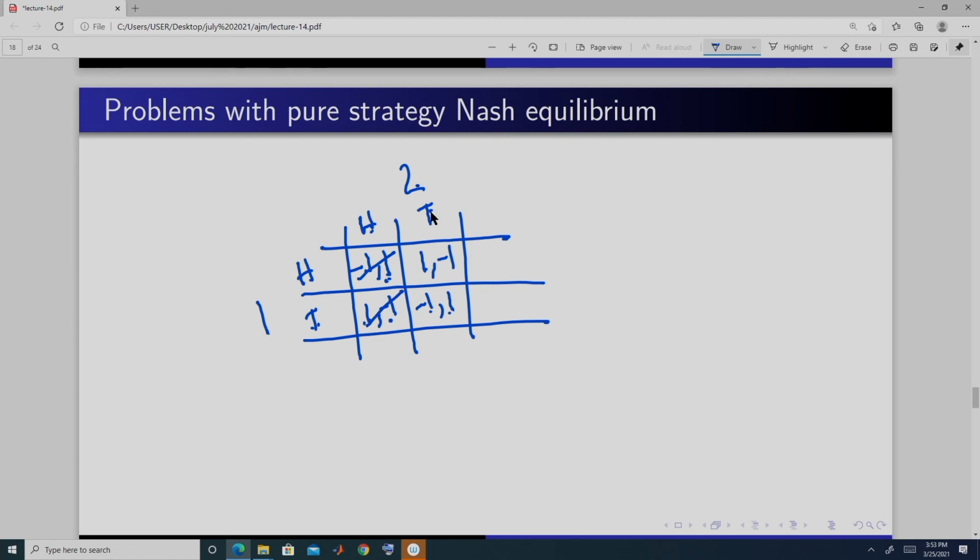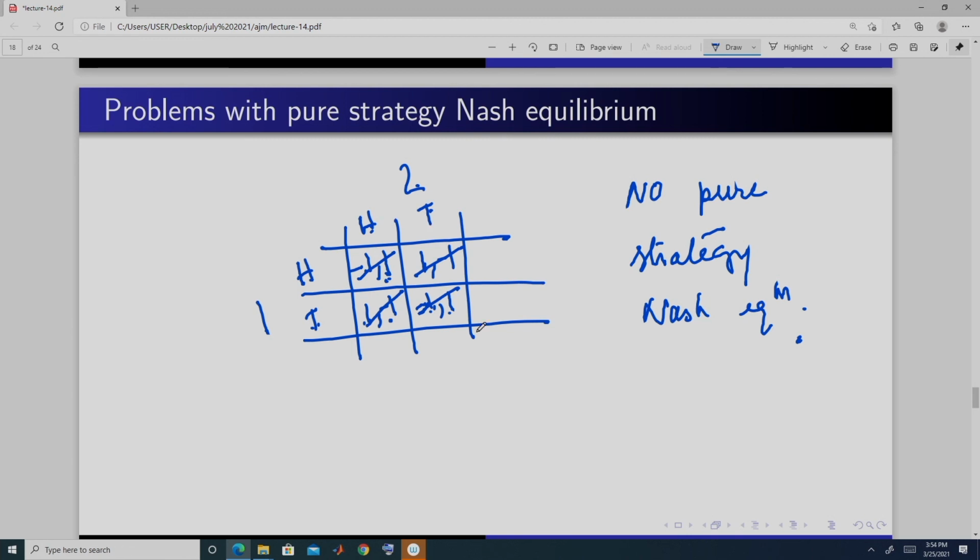And if player 2 plays tail, the best response for player 1 is to choose head, 1 is greater than -1. So, this is not a Nash equilibrium. And if player 1 plays head, the best response for player 2 is to choose head because 1 is greater than -1. So, we have no pure strategy Nash equilibrium. Pure strategy here means choosing an action like head or tail, or again head or tail. Okay.